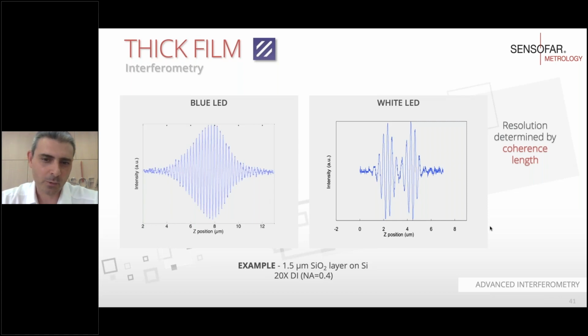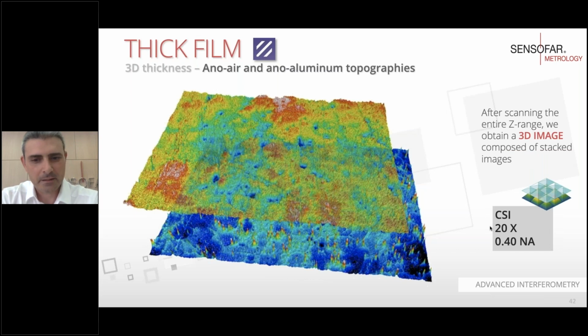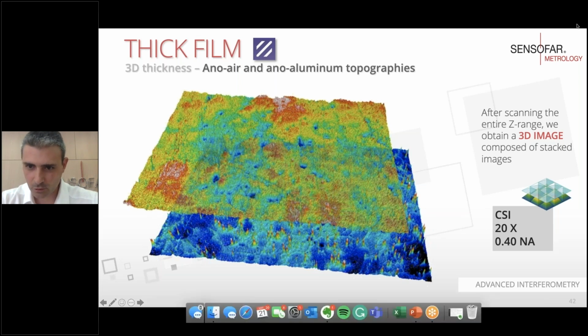So we need to use a white LED, because a white light has a shorter coherence length. We are able to see an envelope that is about 1.5 micron wide, and we are able to separate and split the two signals, and from that we recover the envelopes and this information to recover the three-dimensional topography on the top and on the substrate. So again, this is a three-dimensional topography of anodized aluminum with no dye, and we see the top topography of the silicon oxide layer and the bottom topography of the aluminum substrate.